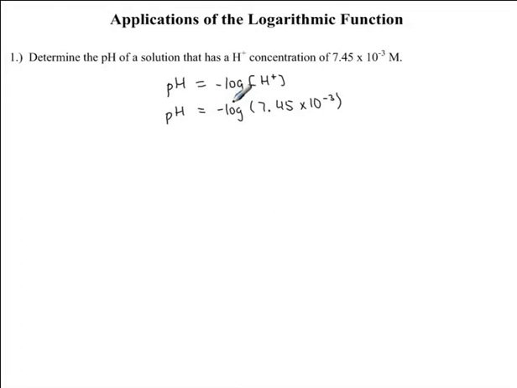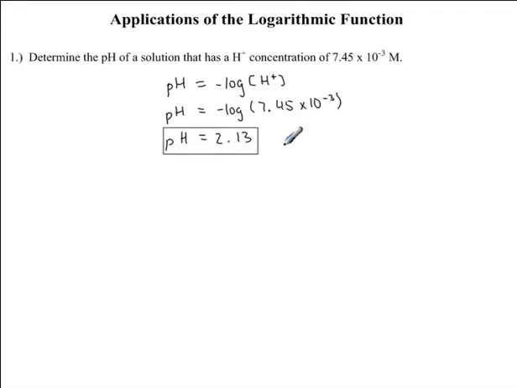Because we're using a logarithmic function of a base 10, we can simply put this line into our calculator now, since the logarithmic function found on our calculator also has a base 10. So, putting the negative log of 7.45 times 10 to the exponent -3 into our calculator will give us a pH equal to 2.13. And with pH, we don't have any units, so this is our final answer.